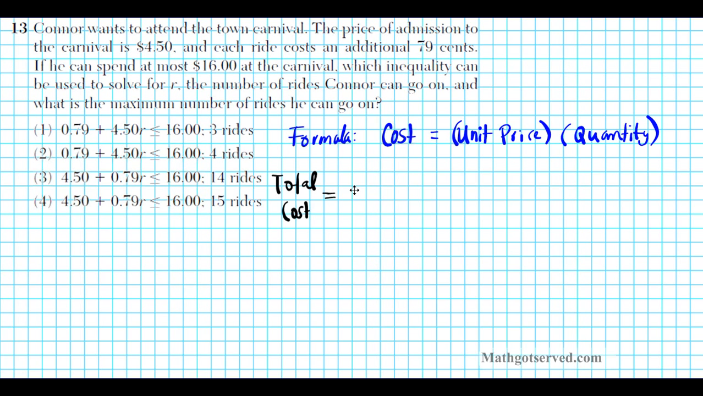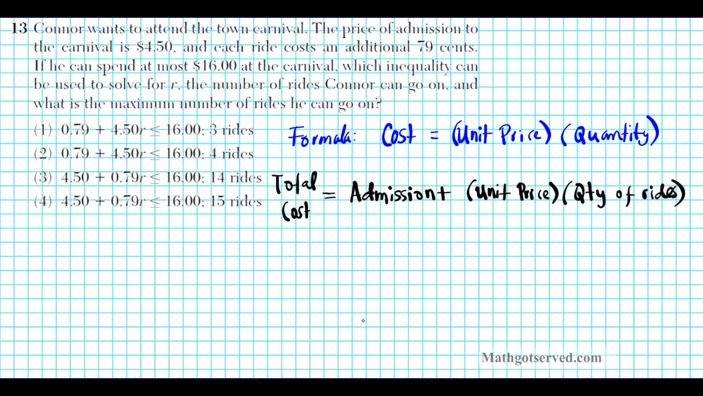So total cost is admission plus the cost for all the rides you ride, okay? So unit price is the price you pay for each ride times the quantity of rides that you go on, okay? Quantity of rides. So you see how we are applying the formula for cost here. This is the cost for all the rides plus the admission fee, which is a flat rate, okay? So this is what we're going to be using to set up our inequality momentarily.